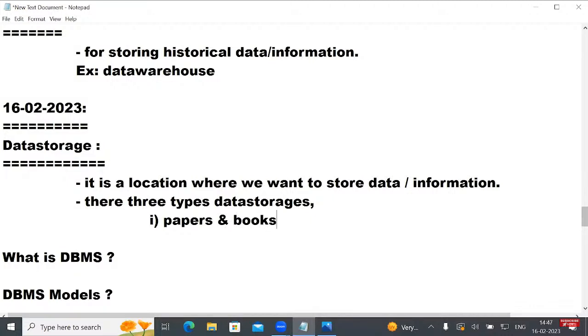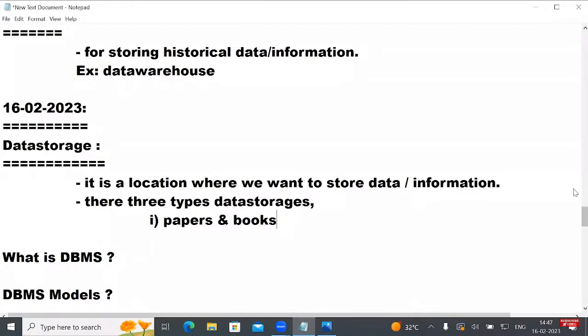Very early stages: first paper, and later, with little enhancements, notebooks and books. Nowadays, you can still see this kind of method in small villages. If you go back 10 years, some government offices like the MRO office were still using records. Even your colleges maintain records. So that is the books and papers level.